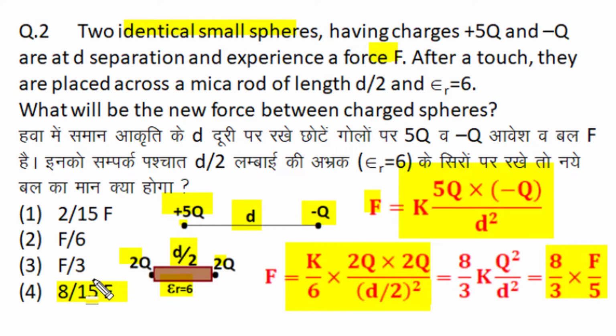So if we have a choice minus 8 by 15 F, then that would be an even better choice. So the force is 8 by 15 times the previous force with opposite direction, as earlier the 2 opposite polarity charges had an attraction force. Now the like polarity charges would have a repulsive force.